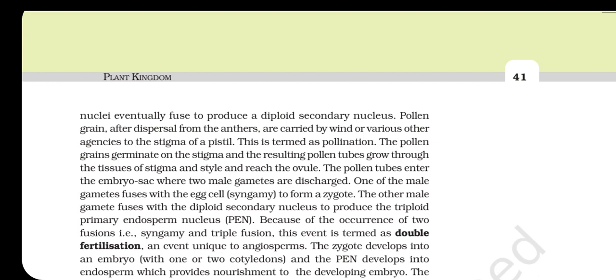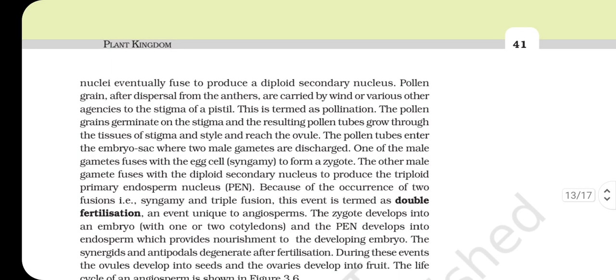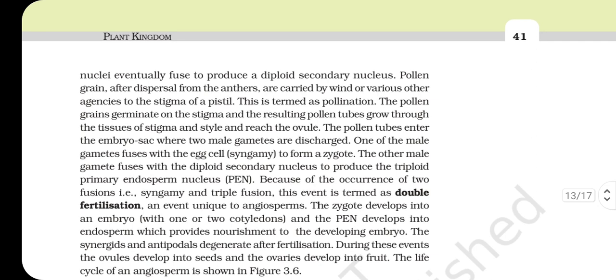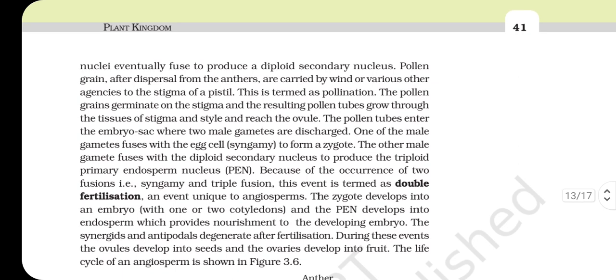The polar nuclei eventually fuse to produce a diploid secondary nucleus. Pollen grains, after dispersal from the anthers, are carried by wind or various other agencies to the stigma of a pistil. This is termed pollination. The pollen grain germinates on the stigma and the resulting pollen tube grows through the tissue of the stigma and style and reaches the ovule. The pollen tube enters the embryo sac where two male gametes are discharged.